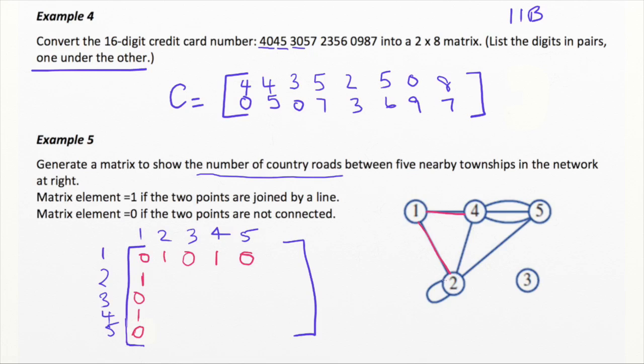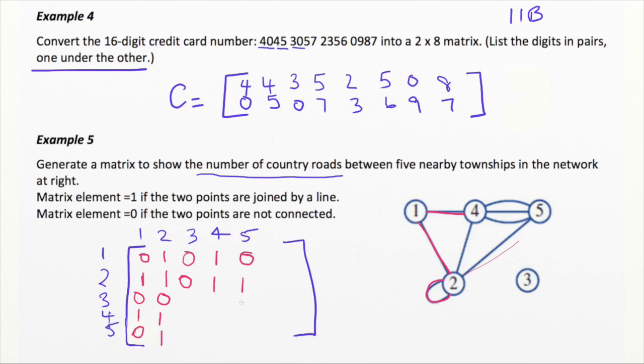So 2 to 2, there is a path because there's a loop there. So 2 to 2 is 1. 2 to 3 is 0. And then we can also fill it down here. So 2 to 3 is also 0, or 3 to 2. 2 to 4, well, there's one path. And so one path there. 2 to 5, there is one path to go to 5. So that's 1 there and 1 there.